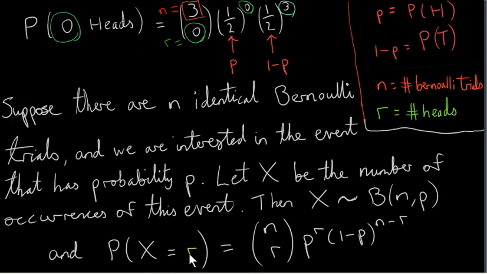The probability that x equals r, where r is the number of occurrences that we are interested in, is given by nCr times p to the power of r times 1 minus p to the power of n minus r. Notice that if we add n minus r onto r, we get n. The r's cancel out if we add the powers, just like we saw in the example. Note here that r is a number running from 0 up to n. So in the coin throw example, r ran from 0 to 3.